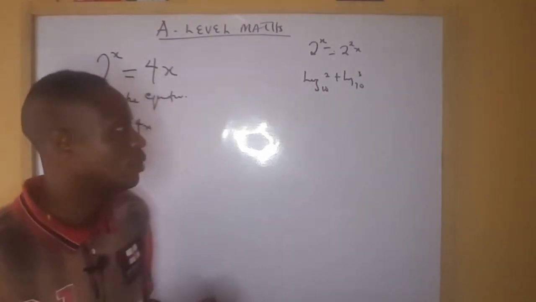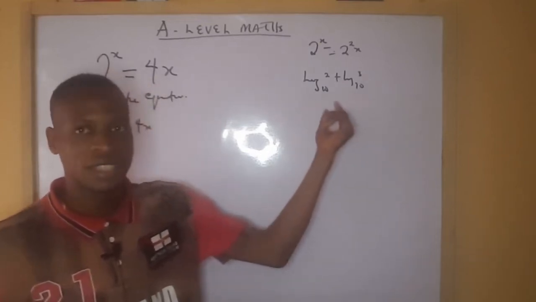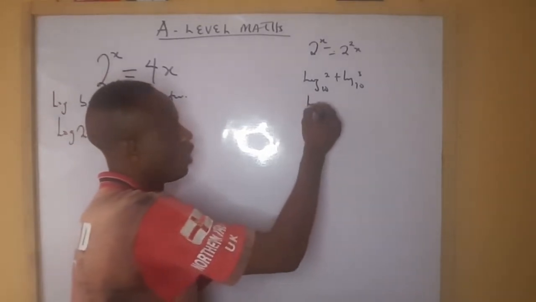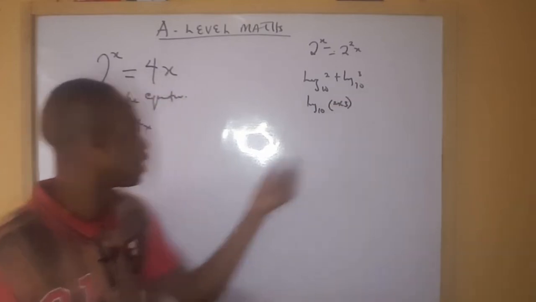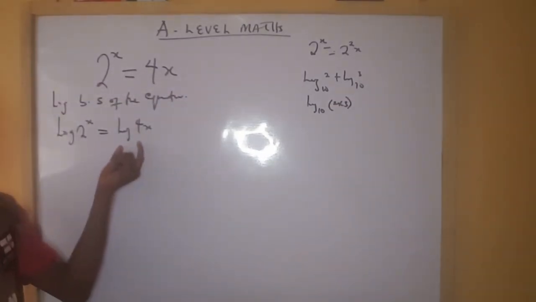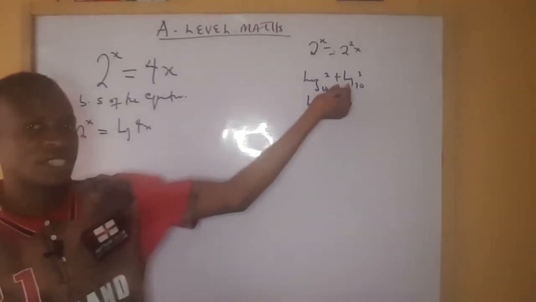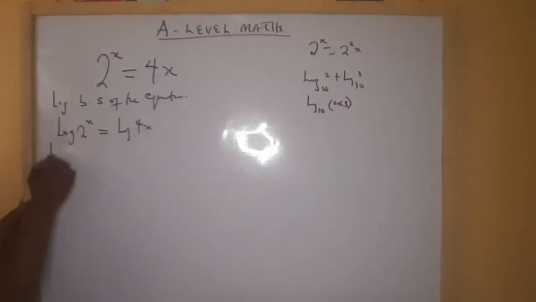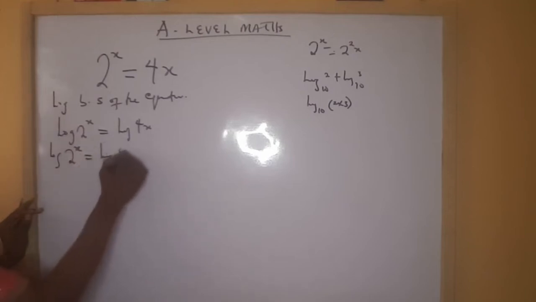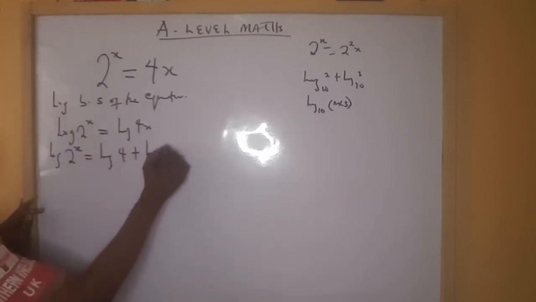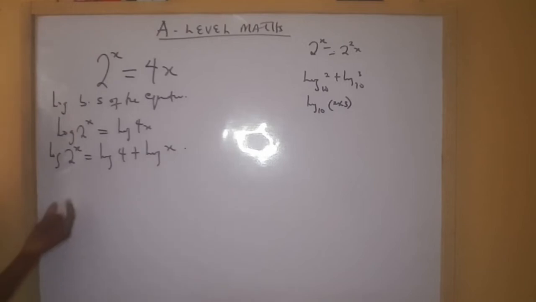Now, the laws of logarithm here simply state that when you have the same base, you are expected to do, say, log in base 10, then 2 multiplied by 3. So this is just like this. So I'm going to split this log 4x into something like this. Therefore, I will have log 2 raised to power x equals log 4 plus log x. That's the second stage.